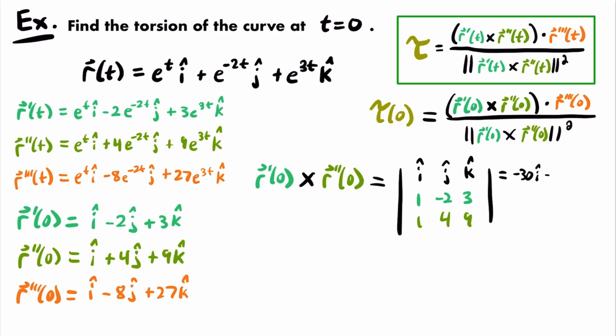-30i. We then subtract the j term, cover up the j column. 1 times 9 is 9, minus 3 times 1, which is 3. And so you have 9 minus 3, which is 6. All right, so we have minus 6j.